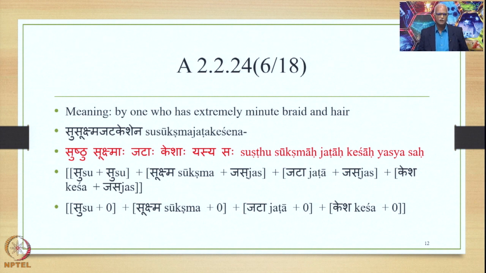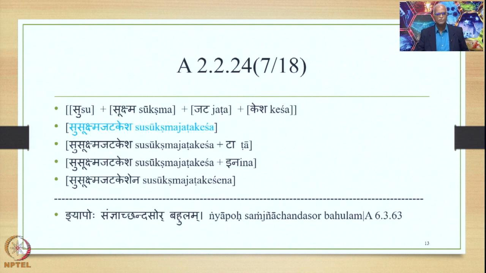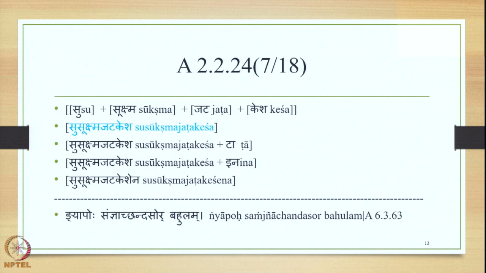Now by the sūtra anekam anyapadārthe, the samāsa saudhanya takes place, and so prātipadika saudhanya takes place, and so we apply supo dhātu prātipadikayoḥ, and so we have su plus zero plus sūkṣma plus zero plus jaṭā plus zero plus keśa plus zero, after having deleted all the sups. When we join all of them together, we get the form susūkṣma jaṭā keśa as the finally derived bahuvrīhi compound output. Now when we use this word in a sentence, for example when we want to add the tṛtīyā ekavacana, we add the suffix ṭā after it, so we have susūkṣma jaṭā keśa plus ṭā. Then by applying the sūtra ṭāṅasiṅasām inātsyāḥ, we get susūkṣma jaṭā keśa plus ina, and then by guṇa sandhi, we get susūkṣma jaṭākeśena.